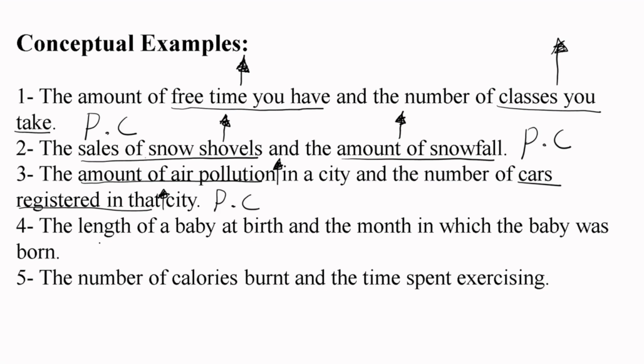The length of the baby at birth, it is the first set of data, and the month in which the baby was born. Pay attention. Are they related to each other? Can you conclude that babies that are born in September are longer than the babies that are born in October? No, it's not rational. It doesn't make any sense. So we can realize that these two sets are not related to each other. And when they are not related to each other, it means we have no correlation.